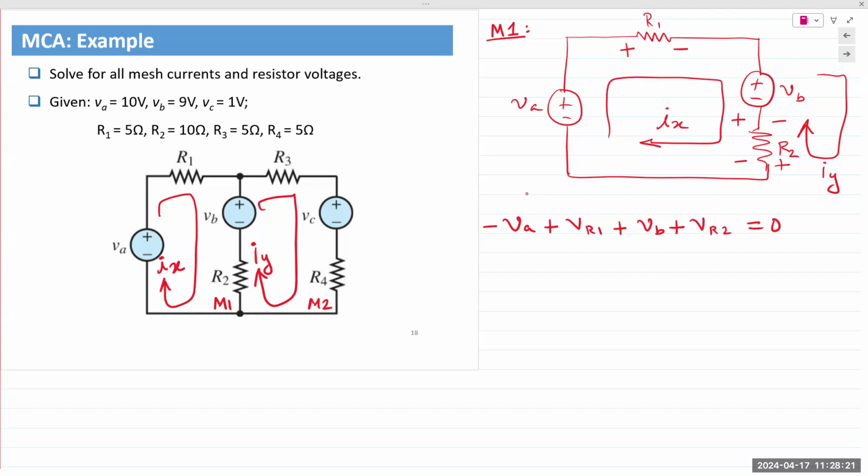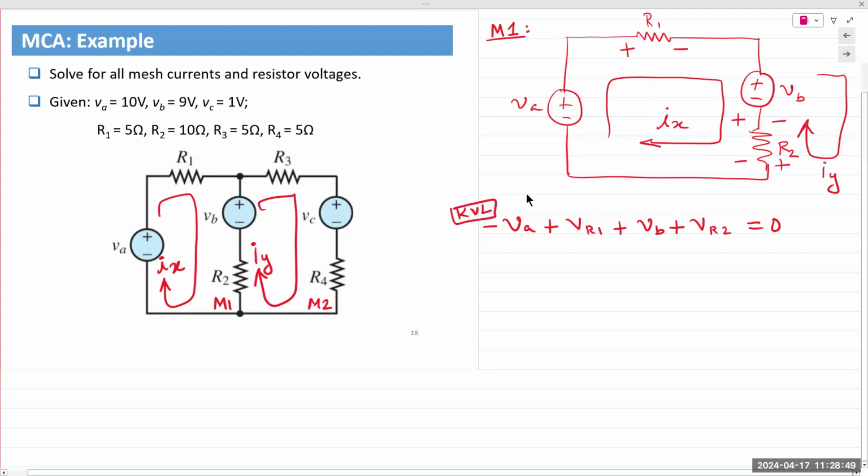If you have a preferred technique of applying KVL, you stick with that technique. You don't have to use mine. Just ensure that our equations match up. Do you have the same equation? Okay. All right. So this is KVL.